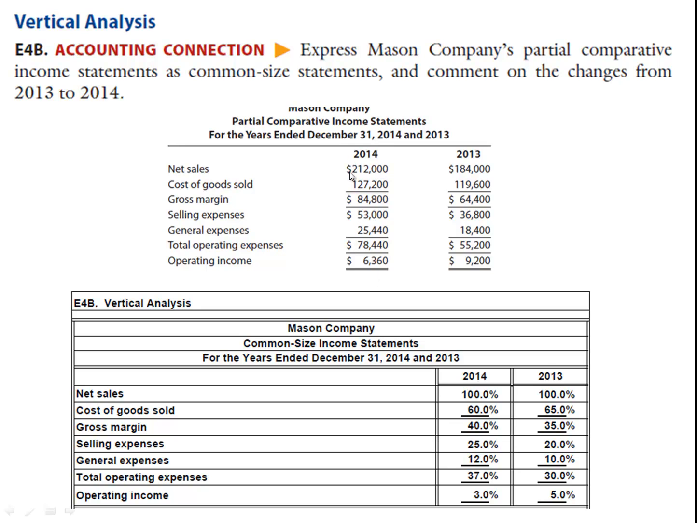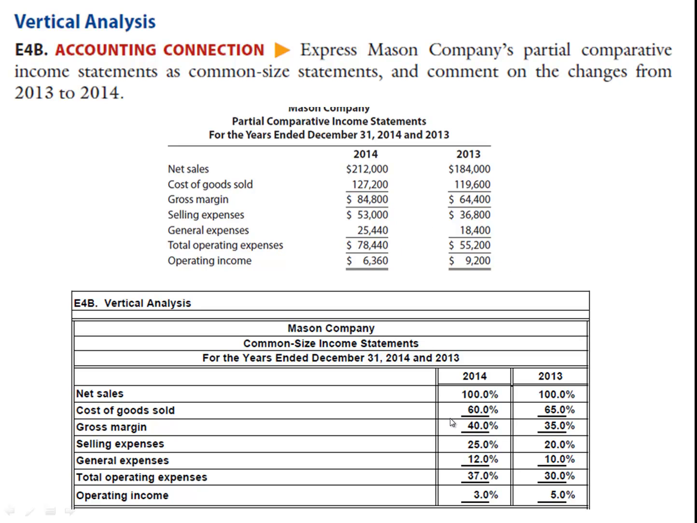So net sales, 212,000 divided by 212,000 is 100%. Then we take our cost of goods sold. Cost of goods sold is our 127,200 here. We're going to divide it by our 212,000, and that's where we'll get our 60%.